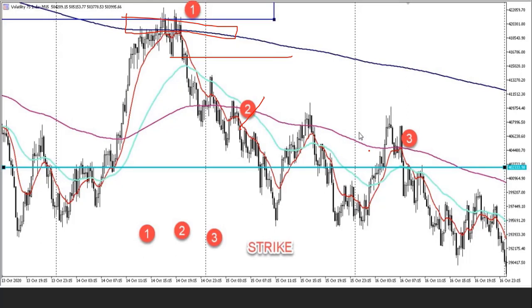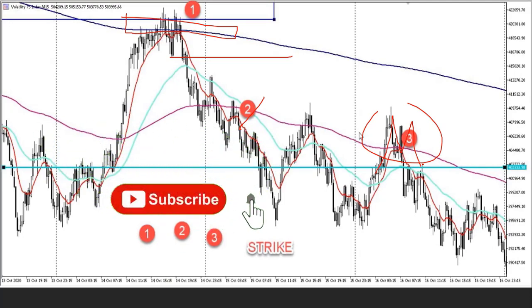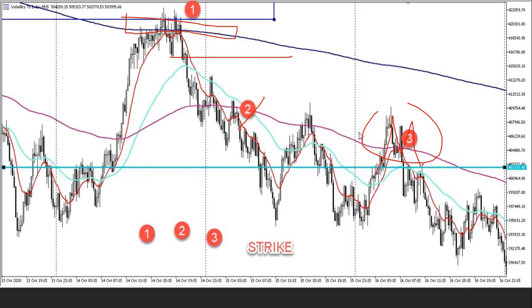On the pullback here, as you can see, we are having both legs of the M above the 200 EMA. This is what you need to see for you to enter. After you see both legs of the M formation above the 200 EMA, you need to see a close below the 13 EMA, which is the red EMA you see on my charts here.